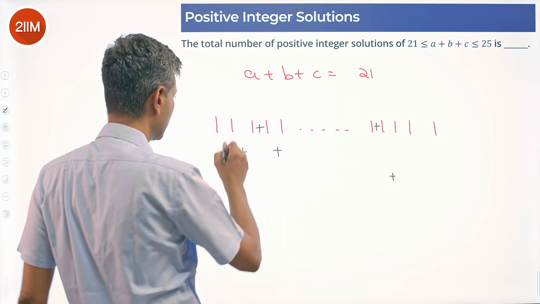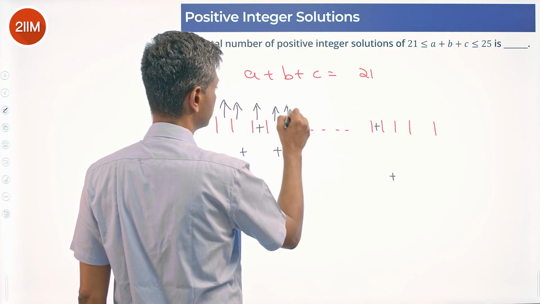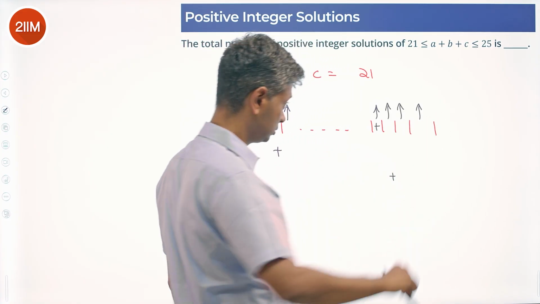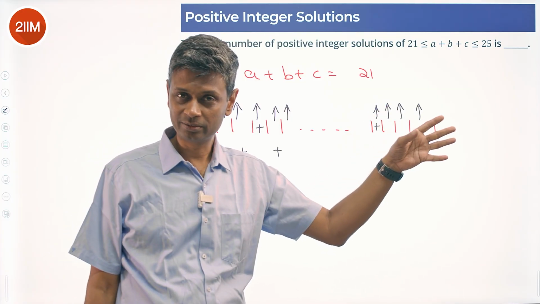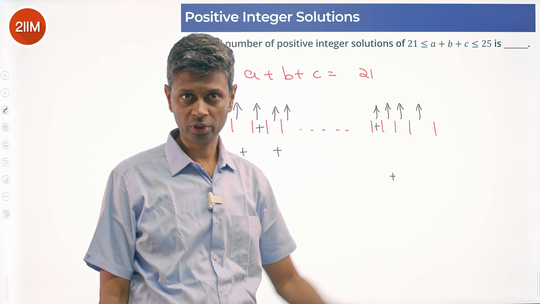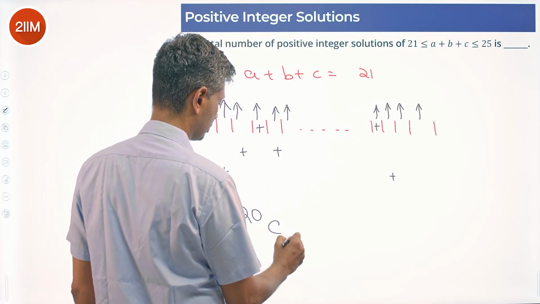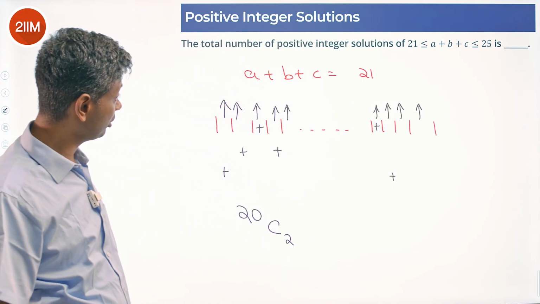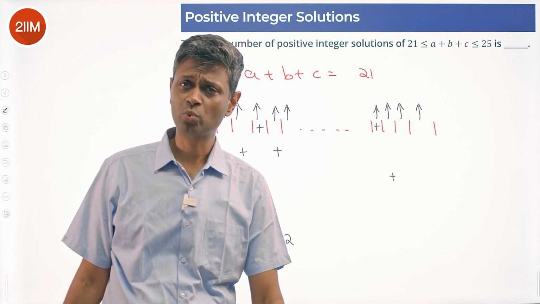How many such slots are there? Between any 2 consecutive ones, there is a slot. There are 21 ones here, so there are 20 such slots. Obviously, I can't put one right at the beginning or right at the end, because then one of the numbers becomes 0. I want all 3 to be positive. In how many ways can this be done? 20 slots, select 2 of them: 20 C 2. So A plus B plus C equal to 21 has 20 C 2 positive integer solutions, n minus 1 C r minus 1.